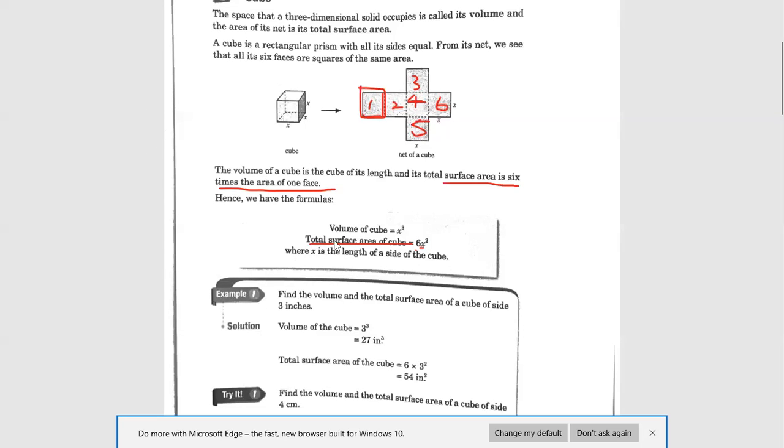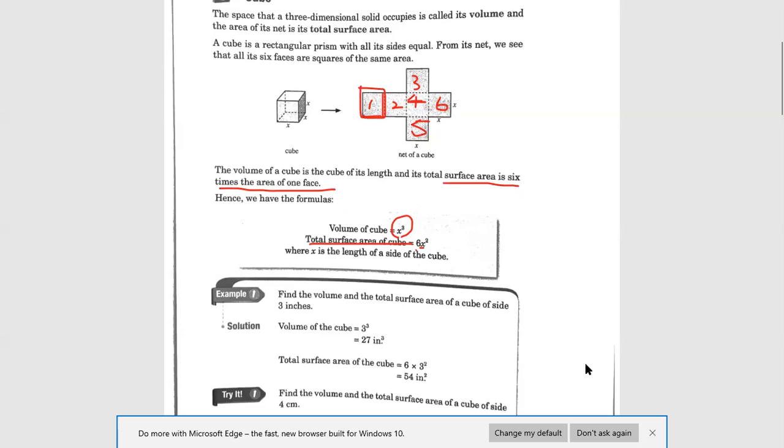Okay, and then if we want to figure out the volume of a cube, then it's x to the cube.